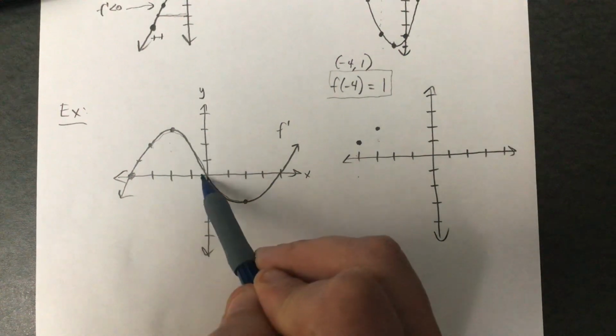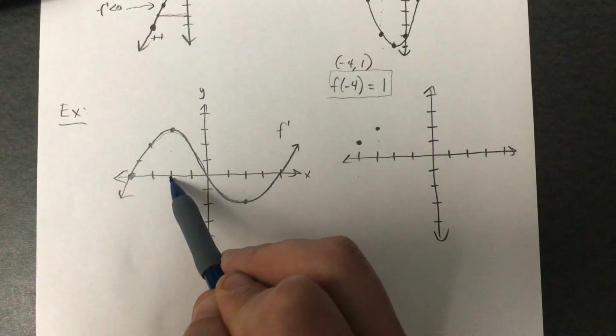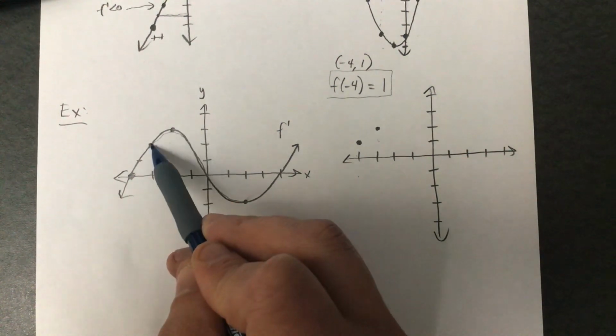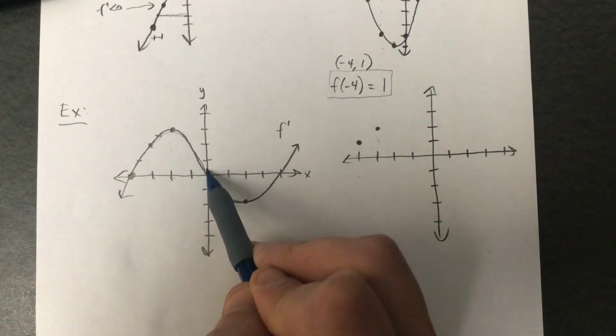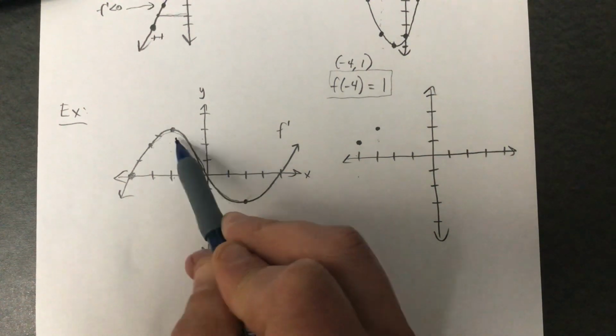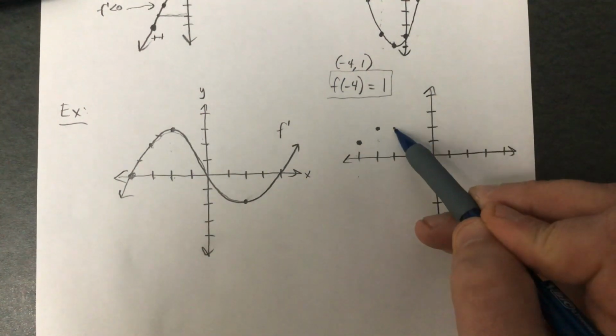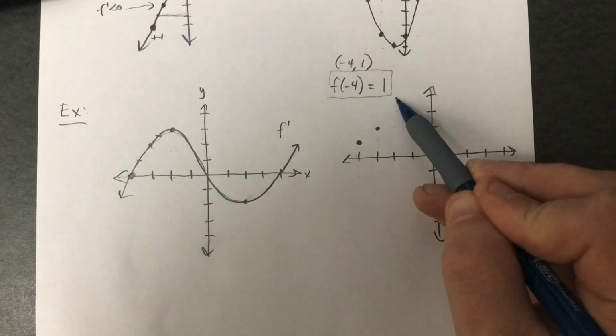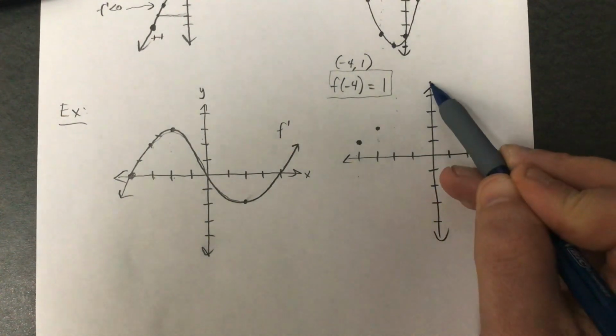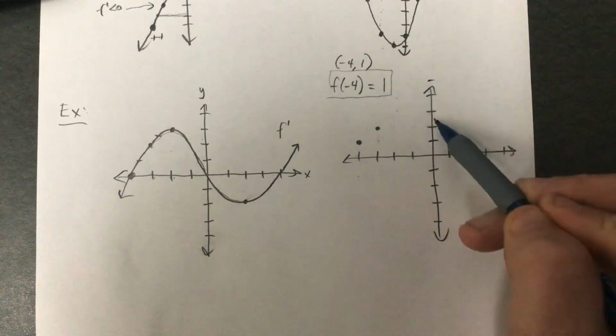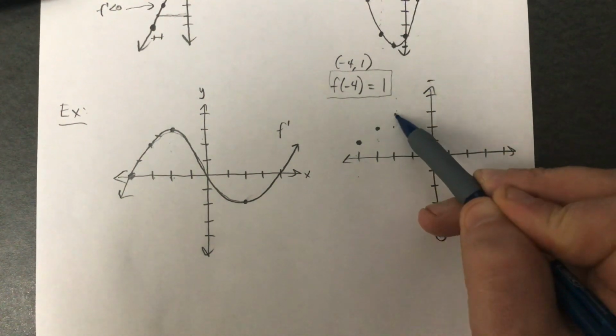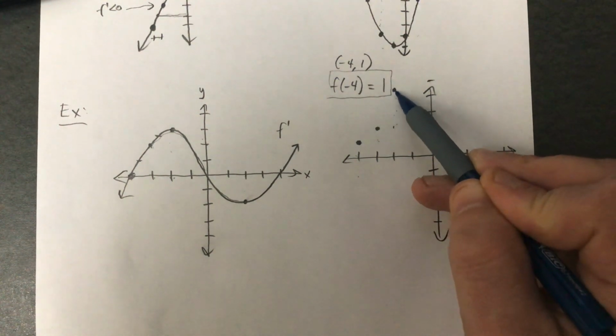Between negative 3 and negative 2, I have an average change of, it looks like about 2 and a half. So that means from this point to this point, I would have to increase by 2 and a half. So it'd be up 2 and a half. Maybe it'd be right there.